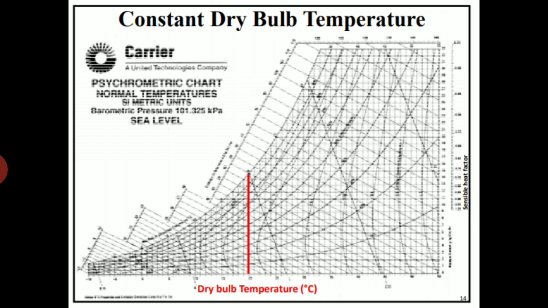One is called dry bulb temperature. In the psychrometric chart, all vertical lines indicate dry bulb temperature. Okay, so those values can be seen on the x-axis. All the vertical lines you are seeing in this chart indicate dry bulb temperature.